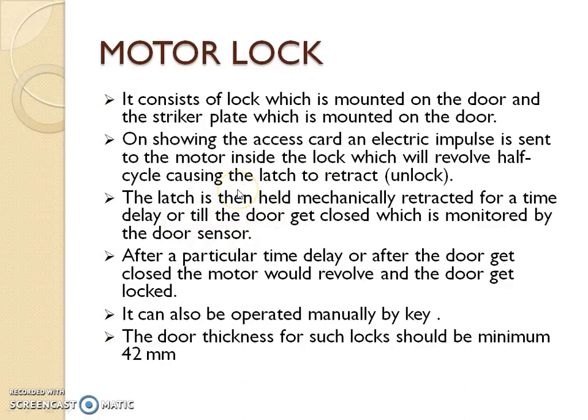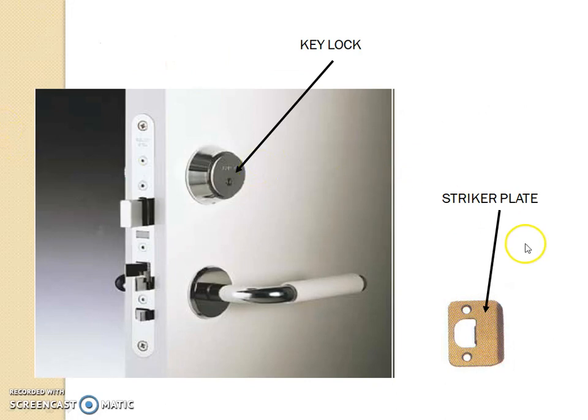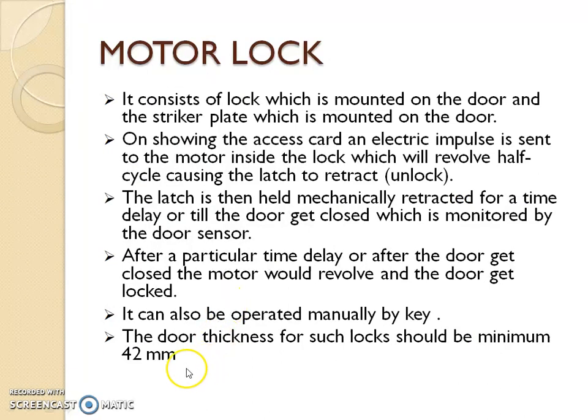In this retract position, the latch is held mechanically for a certain time, which has to be monitored by a door sensor. Because there is a chance that once the door is opened, if an obstruction is kept in place, the door will stay in the open position, which will compromise the security. If you look at the device, you have a striker plate which is fixed on the door jamb on the wall, and this is the door leaf within which the motor has to be installed. To facilitate installation, the door thickness has to be a minimum of 42 mm.